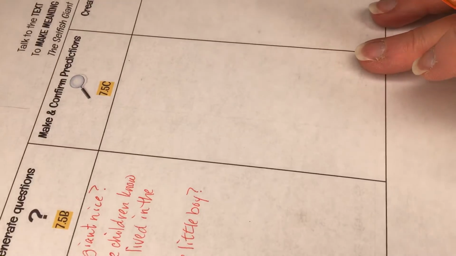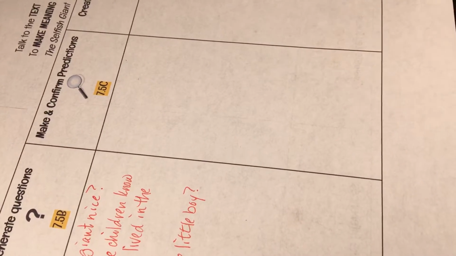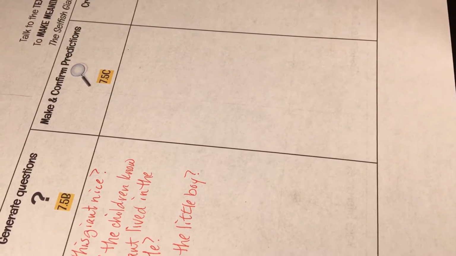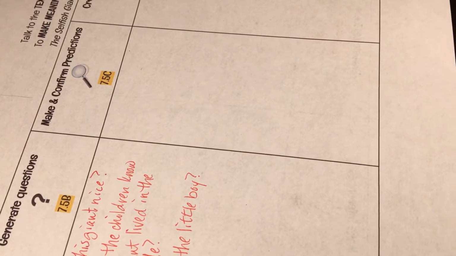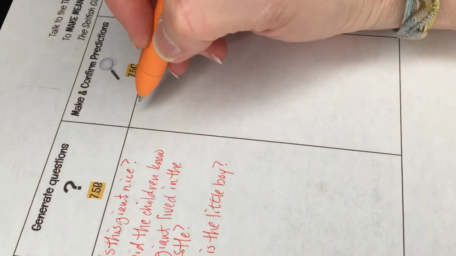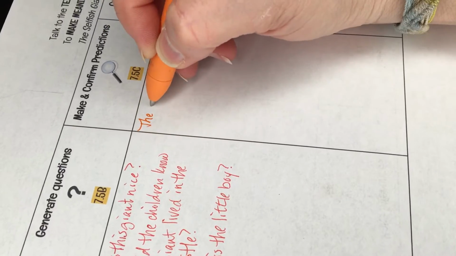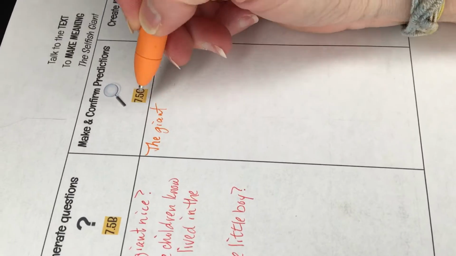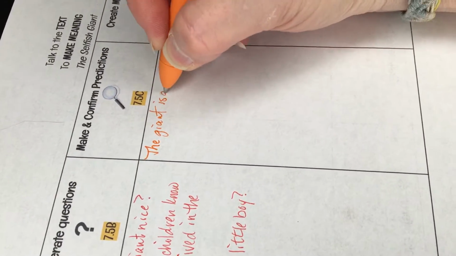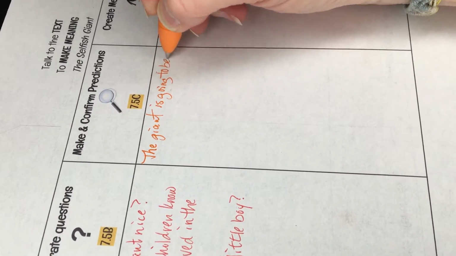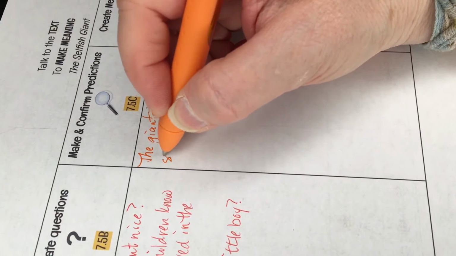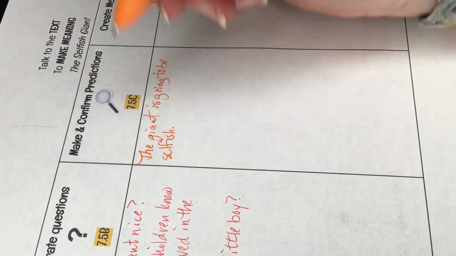So I'm going to switch to a different color for my next section, which is confirm predictions. So as we read, sometimes we make predictions, like we think, oh, I know what's going to happen. Oh, and I wonder if this is what's going to happen. So I think the giant is going to be selfish. Now, this is not very hard to figure out because the name of the story is The Selfish Giant. So that's not too hard to figure out.